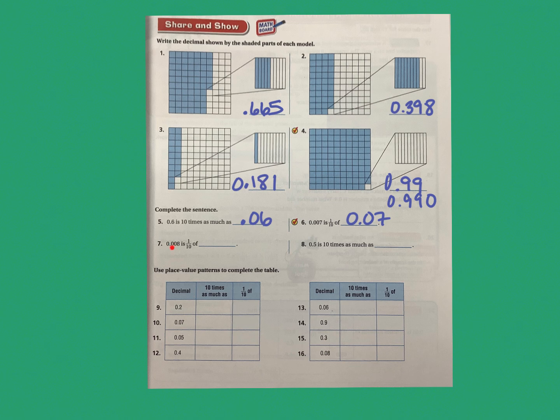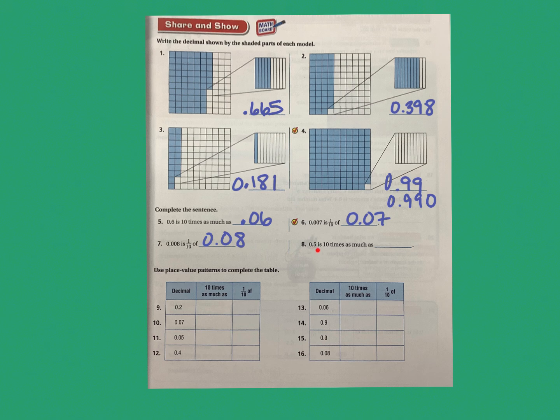We have 0.008 or 8/1000ths is 1/10 of what number? So this is the smaller amount. So we need to know what was the bigger amount that we cut up by 1/10. And we could see like this is the part we cut up, right? So we need 0.08. 8/100ths divided into 10 equal pieces is going to give us 8/1000ths.